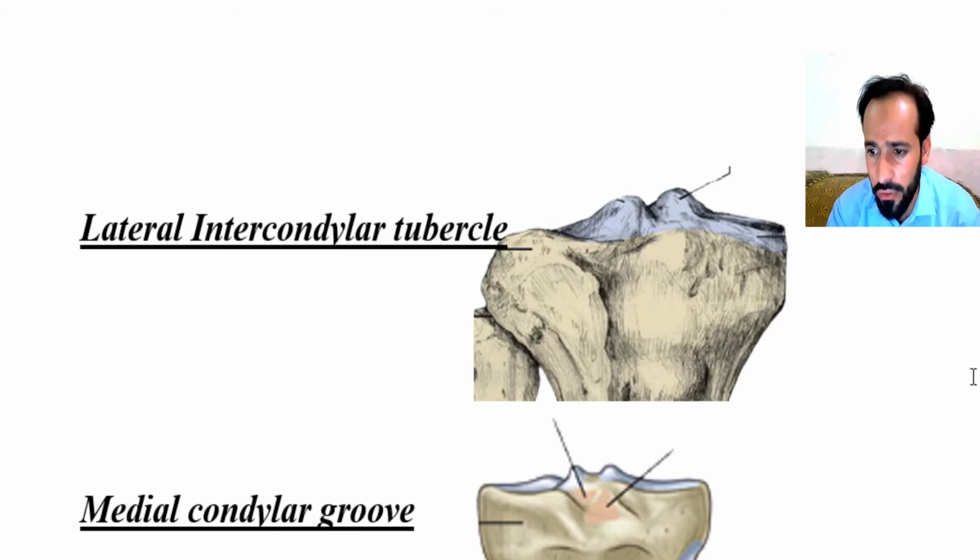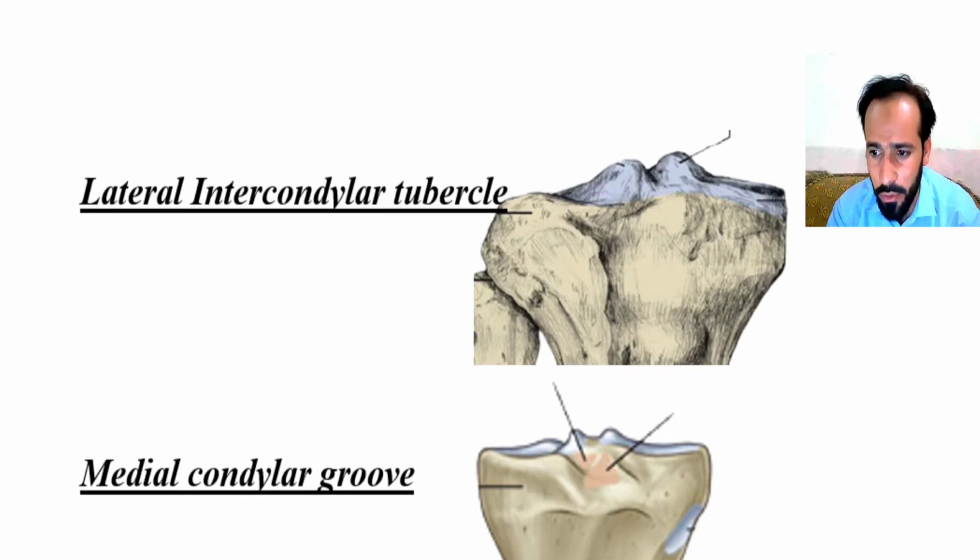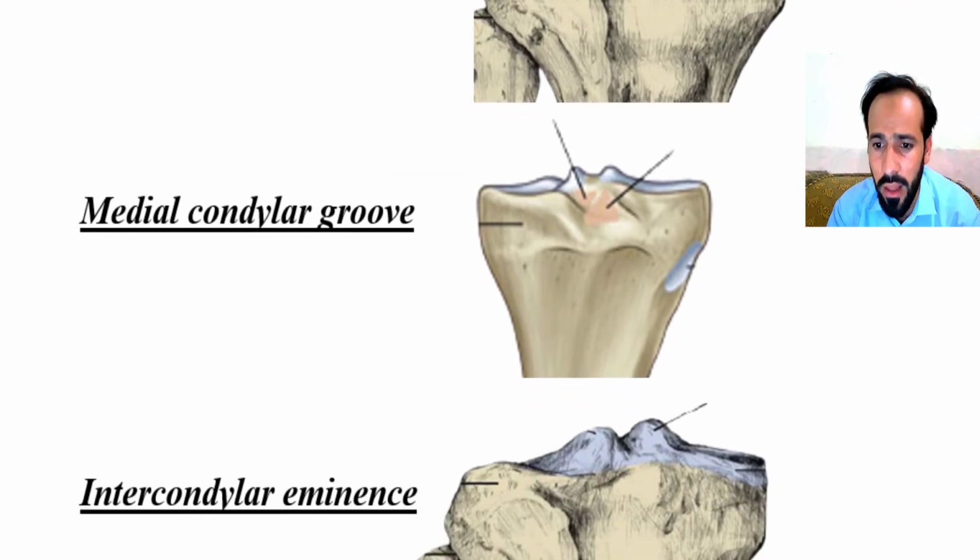Right, now let's go further down and see the next important features of the upper end of the tibia bone. There is the medial condylar groove. Here is a depression, you can see here, this one. This depressed part is called the groove, as it is located on the medial side of this tibia bone. That's why we say that this is the medial condylar groove.